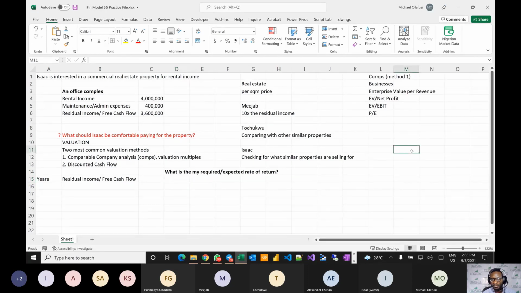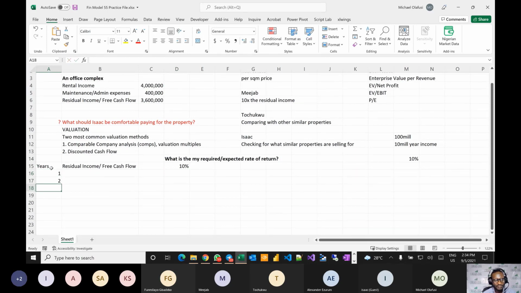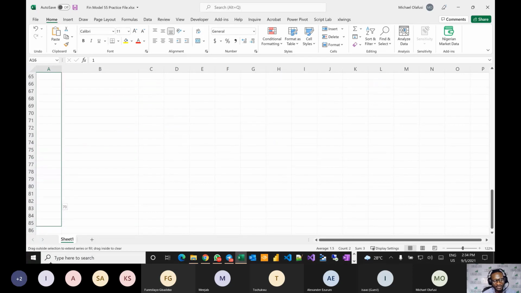Mijab, he says he expects that if he's paying 100 million naira for the property, it should be giving him 10 million naira yearly income. That's the meaning of 10 times the residual income. So what does that mean? It means the rate he's expecting is 10 divided by 100, that is 10%. So for him, he's okay with 10% rate of return. So if I know that I want 10% rate of return, then a building is one of those things that you could justify as being able to exist for life.